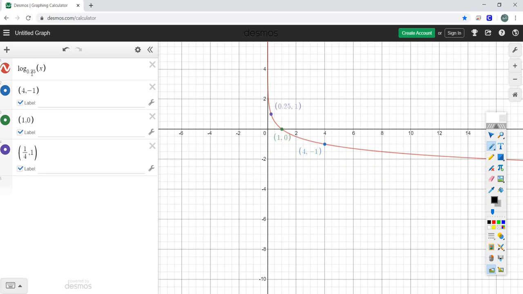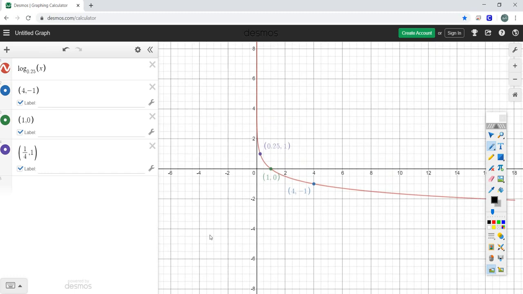The base was 1/4, 0.25. You can say that if that number is between 0 and 1, it's going to be a decay. If that number is more than 1, just like the previous question with 6, that will be increasing, that will be a growth function. So we can say the same thing here. This is how the graph will look.